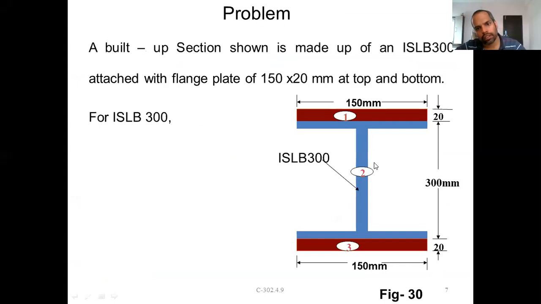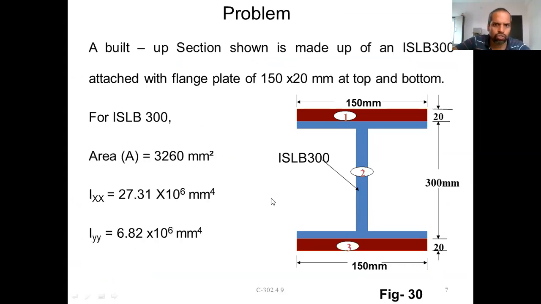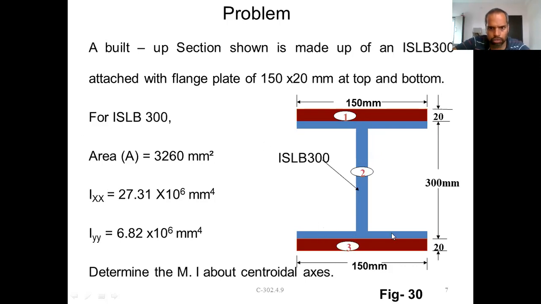Right. Now we are here. For this I section, the properties are given. The entire thing is the question itself. A built up section is shown, made up of ISLB attached to the plates. This is a figure. And ISLB means only this blue colored portion, that's why I section. For that, the area is 3260 mm square. IXX is equal to 27.31 into 10 to the power 6, about the centroidal axis, and IYY is equal to 6.82 into 10 to the power 6 mm to the power 4. So that is the given problem.